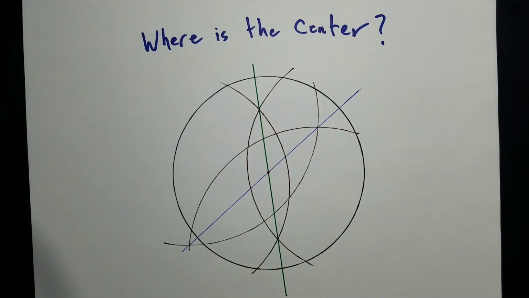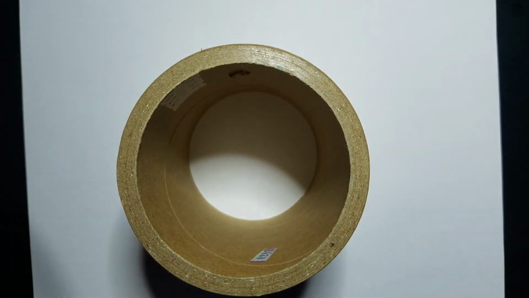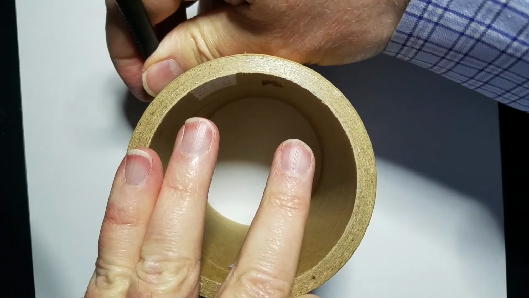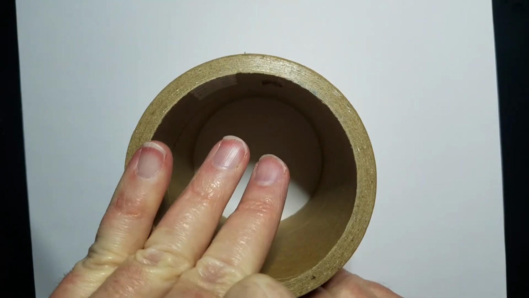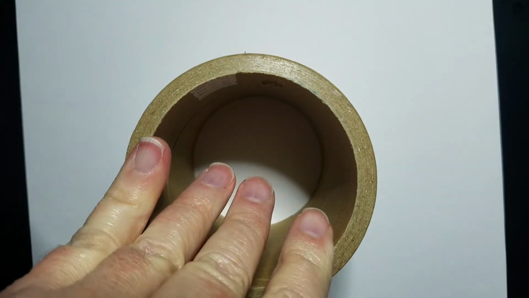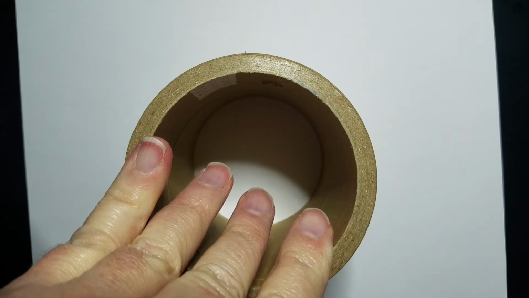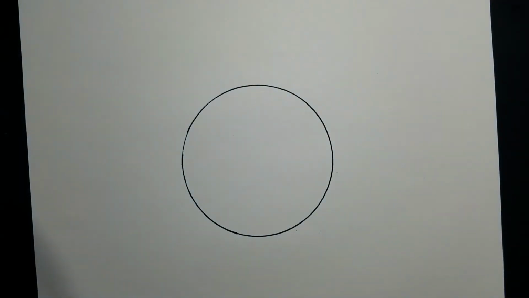And so let's try it again with a slightly smaller setup. So I'm going to use this cylinder. I'm going to draw this circle. The big important part is that you have your compass set up so that it's at least greater than half the radius, or greater than the radius, and that your lines actually do cross each other.